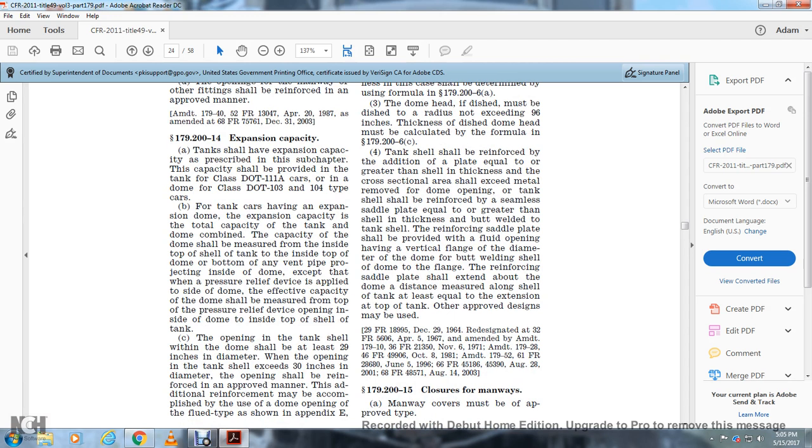179.214 Expansion capacity. The tank shall have the expansion capacity prescribed in this subchapter. The capacity shall be provided with the tank of the class .111A and the cars in the dome of the .103 and 104 type car.